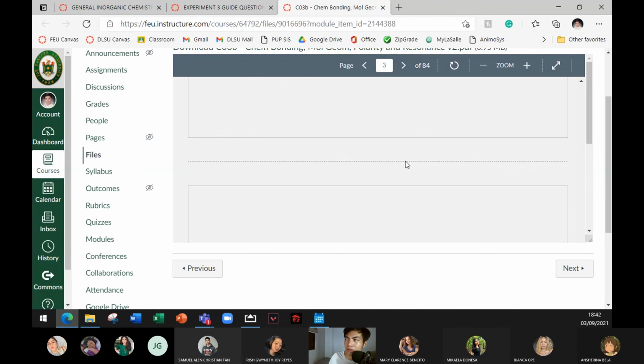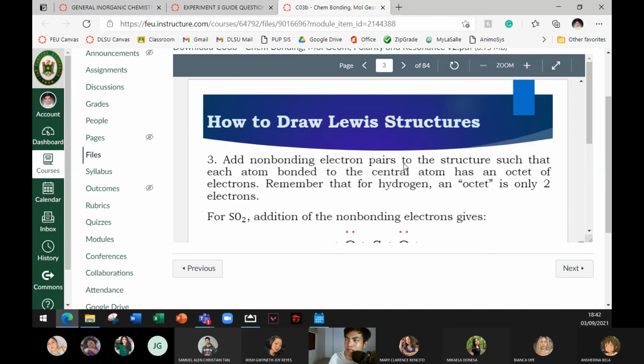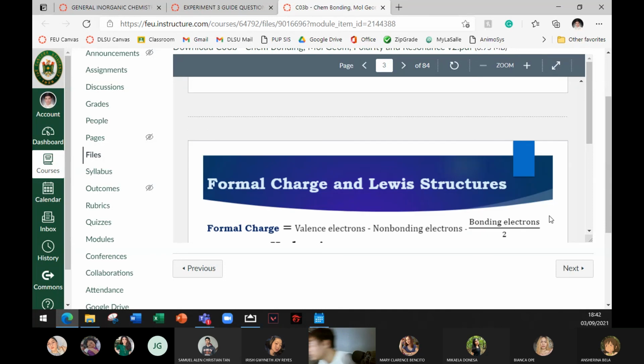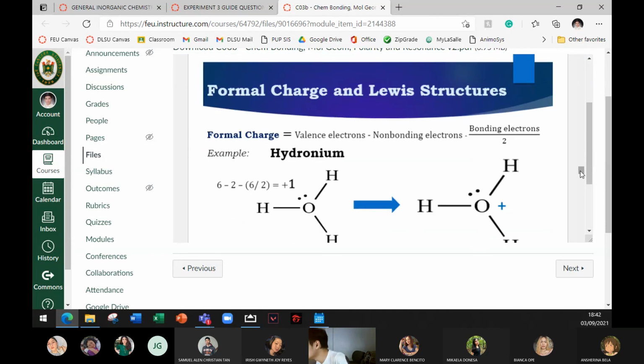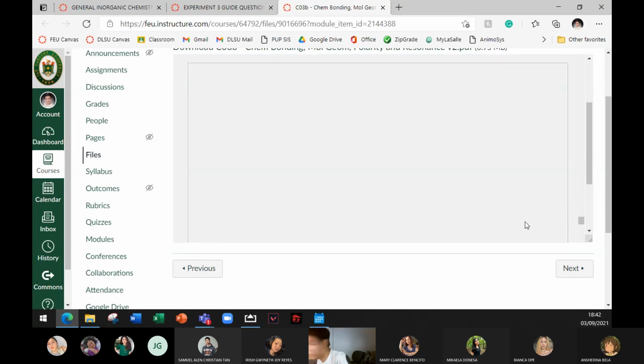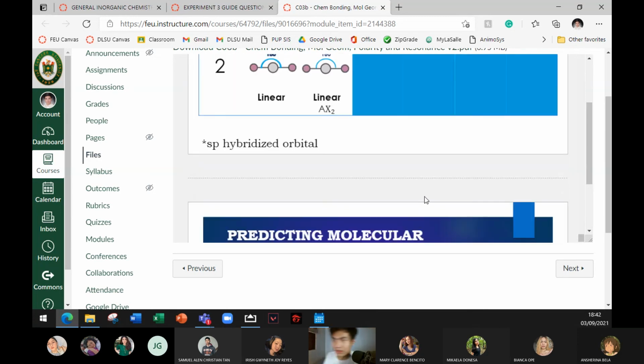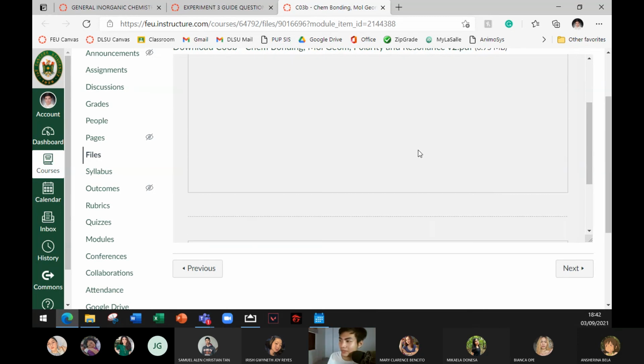Hintayin lang natin mag-load. Teka lang ha, nahanap ko yung ano. Saan kaya yun?